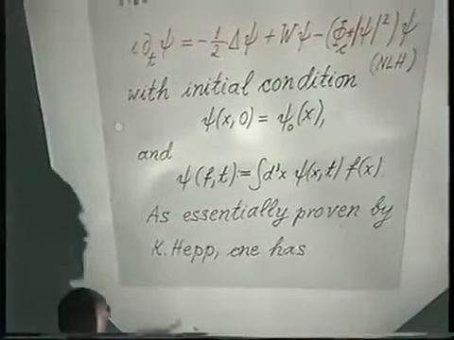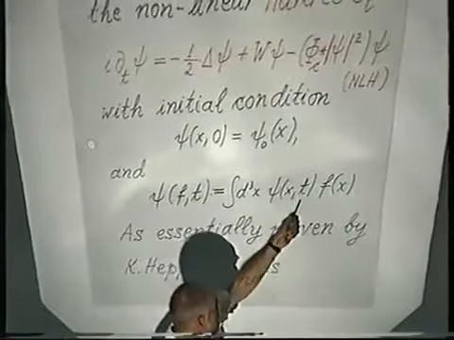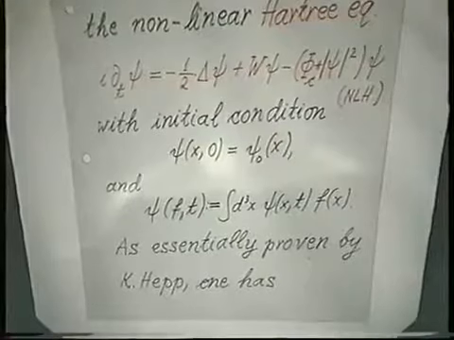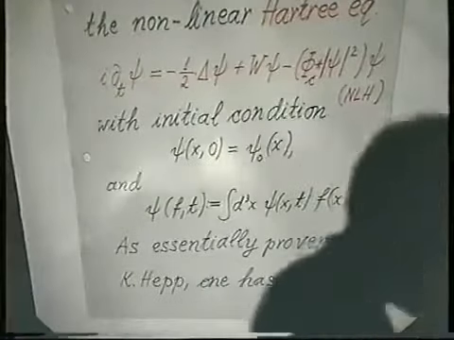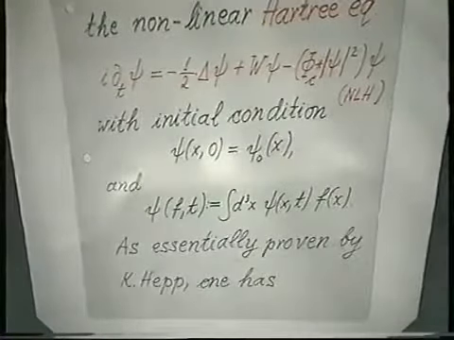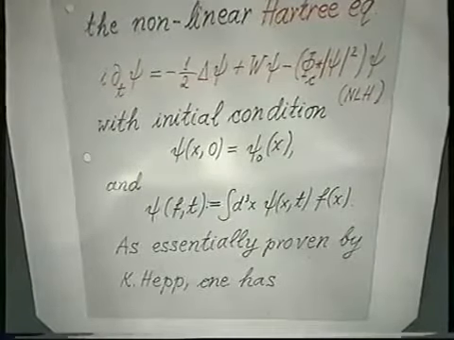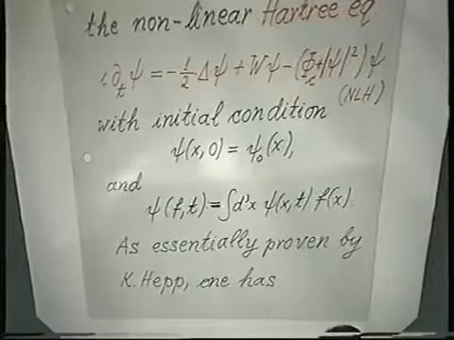Psi of f and t is simply the solution psi of x and t smeared out with a test function f. Now, I want to recall a theorem which was essentially proven by Klaus Hipp many years ago, in about 1974, concerning the classical limit of quantum systems.